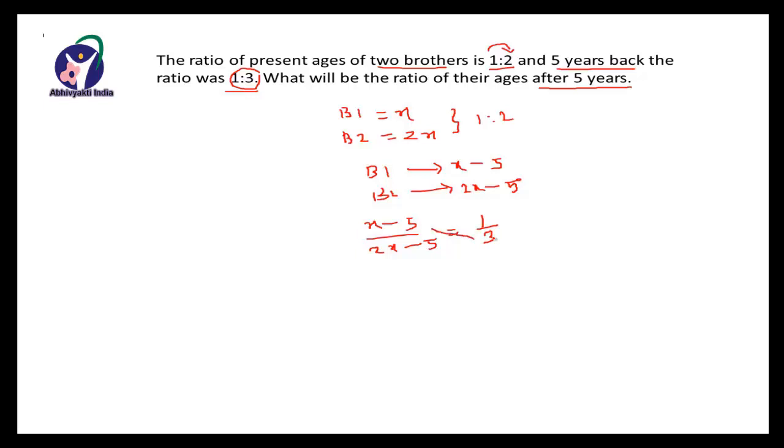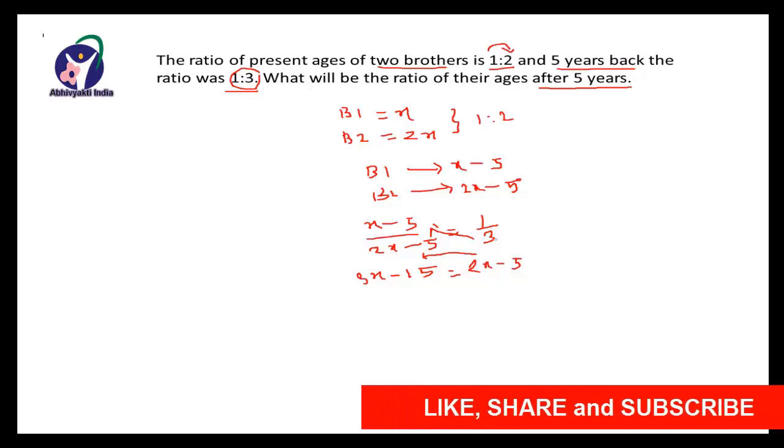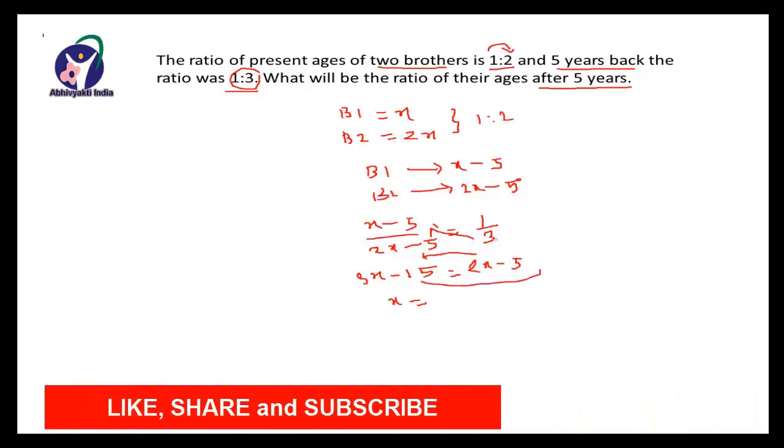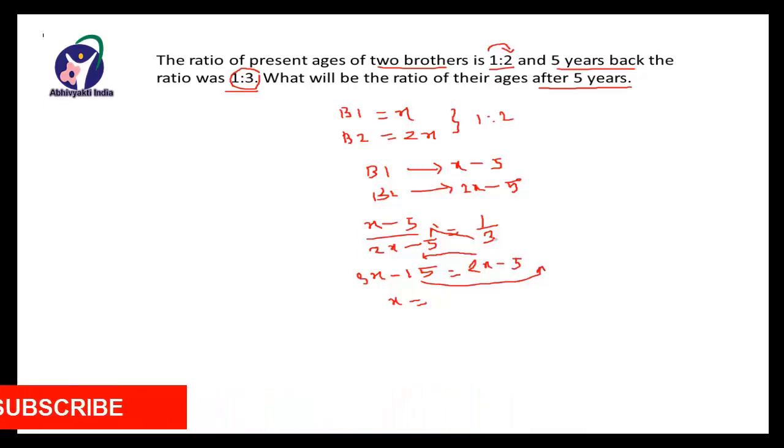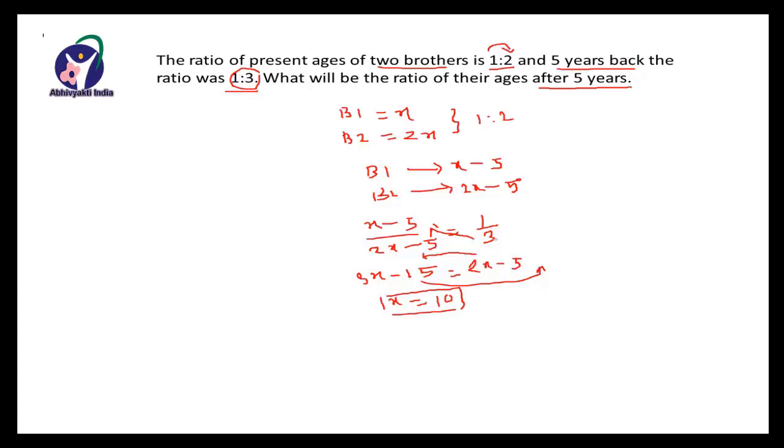So cross multiply this, you will get 3x minus 5 3s are 15, that is equal to 1 into 2x minus 5, that is 2x minus 5. So if you take 2x to this side, it will be minus 2x, and 3x minus 2x will be x, and take 15 to the other side, it will be plus 15. So plus 15 minus 5 will be equal to 10. So x is equal to 10, and therefore the age of brother 1 will be 10 years, and therefore the age of brother 2 will be 20 years, because the ratio is 1:2.